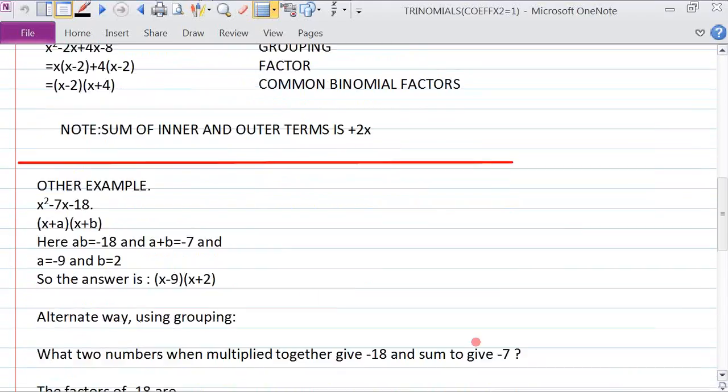Let's do another example. And here we're going to say x squared minus 7x minus 18. And we're going to write this as x plus a and x plus b as we did in the previous one. And here the product of ab must be minus 18, and the sum of a plus b must be minus 7. So we ask ourselves, what two numbers when multiplied together give us minus 18 and sum to give us minus 7? And you can realize that it can only be minus 9 and 2. So you put your minus 9 here, and you put your 2 over there. And if you use the FOIL method, you'll get back this equation.